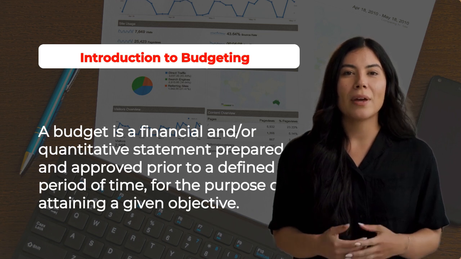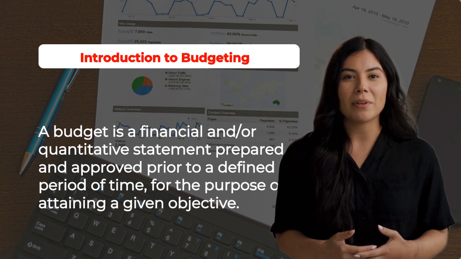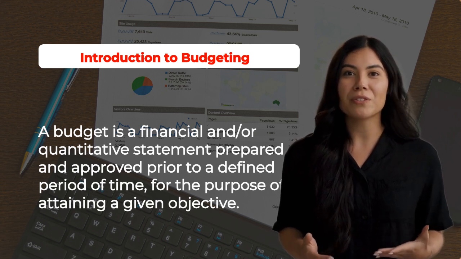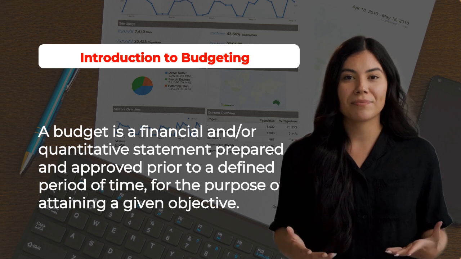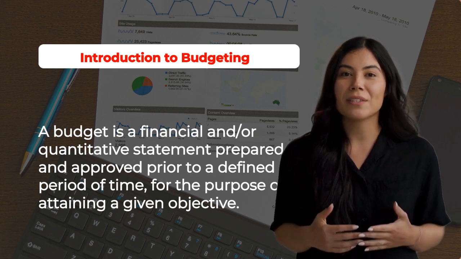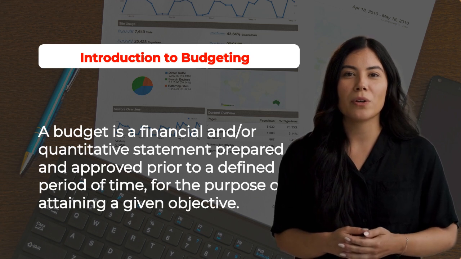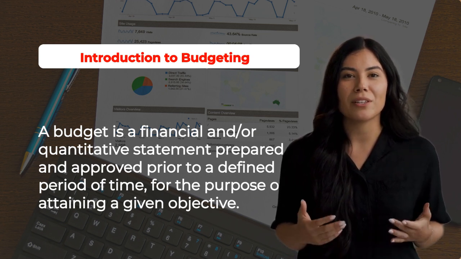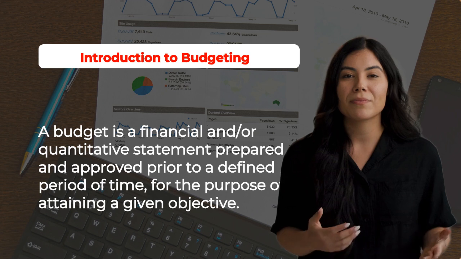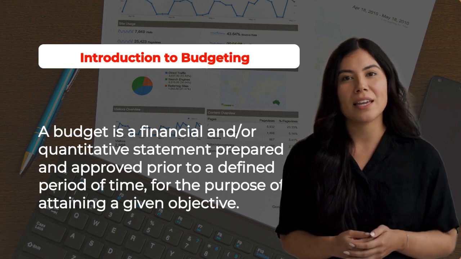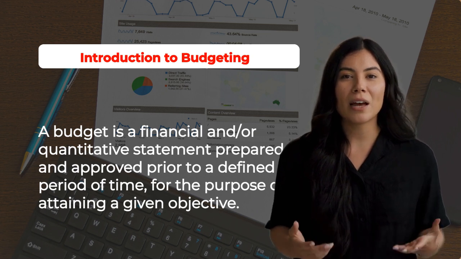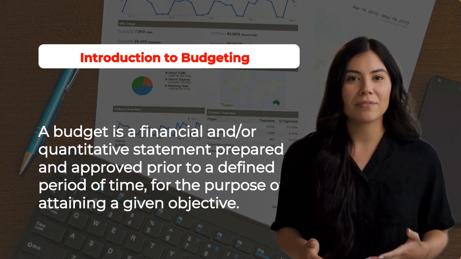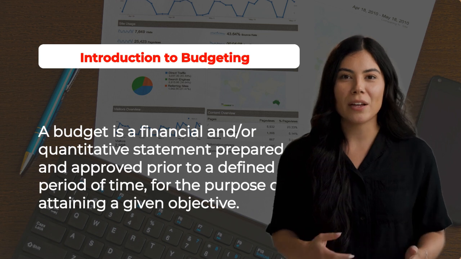Introduction to budgeting. A budget is a financial and/or quantitative statement prepared and approved prior to a defined period of time for the purpose of attaining a given objective. Key characteristics of budgeting: 1. Forward-looking. 2. Quantifies operational plans. 3. Aids in coordination and control. 4. Enhances financial discipline and accountability. And 5. Facilitates planning and resource allocation.